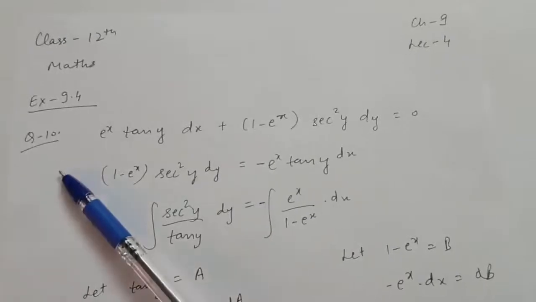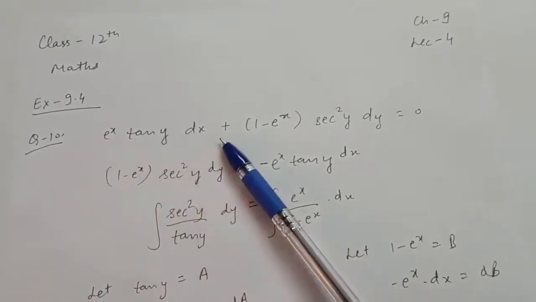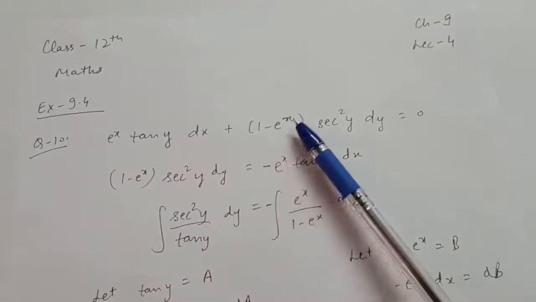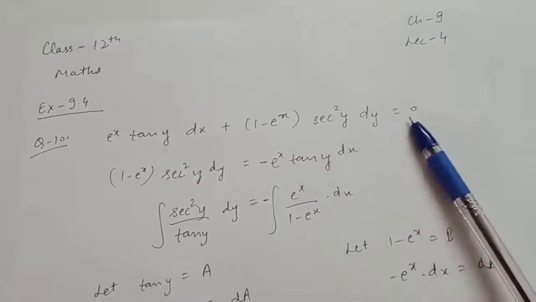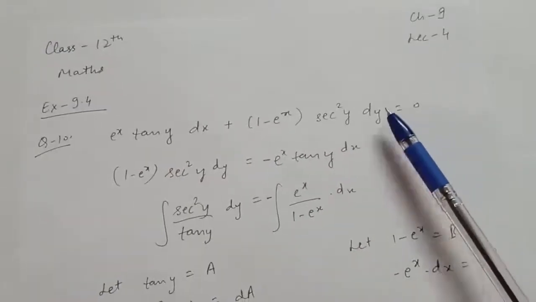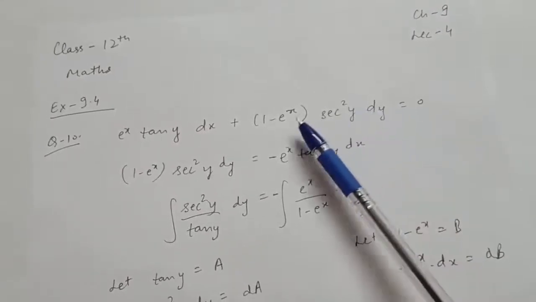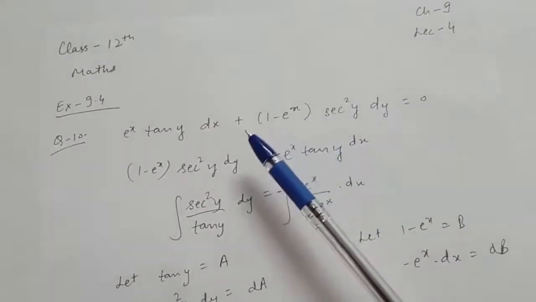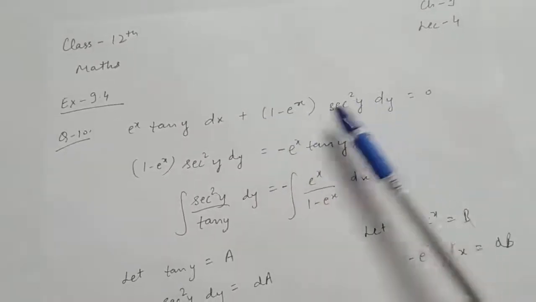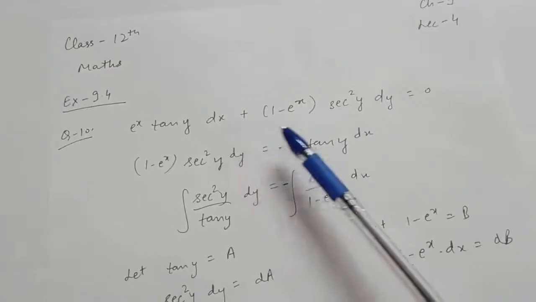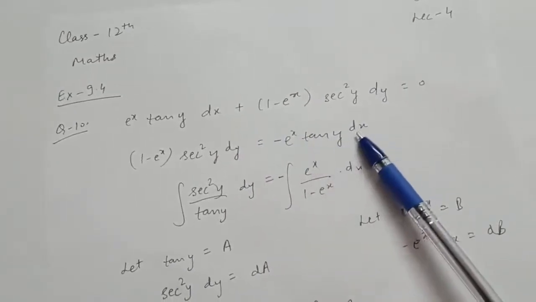So question number 10 is e raised to the power x into tan y into dx plus (1 minus e raised to the power x) into secant square y into dy is equal to 0. First of all, make it in the form of a variable separable equation. For that, keep the terms of x on one side and the terms of y on the other side. So keep this term here, take this term on this side. So it will be minus e raised to the power x tan y into dx.